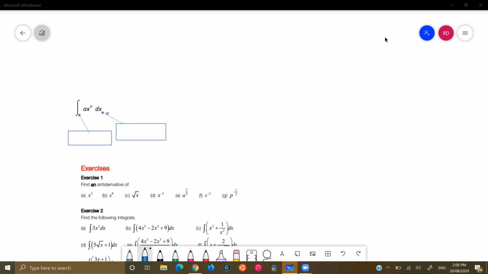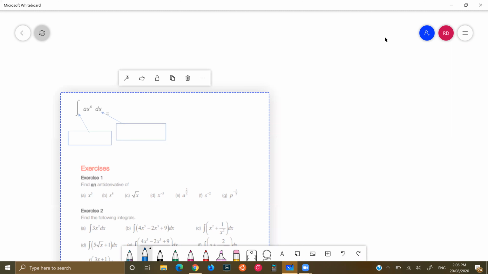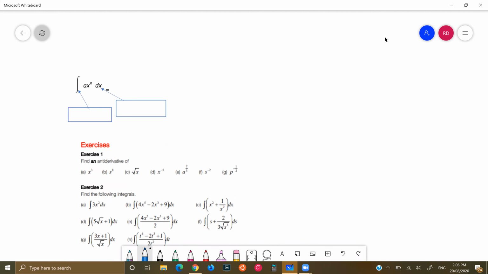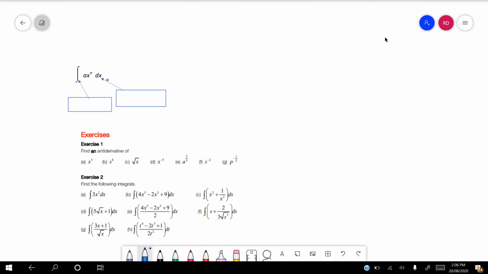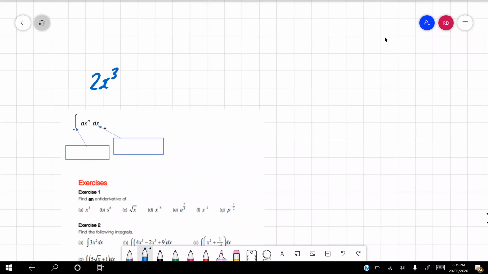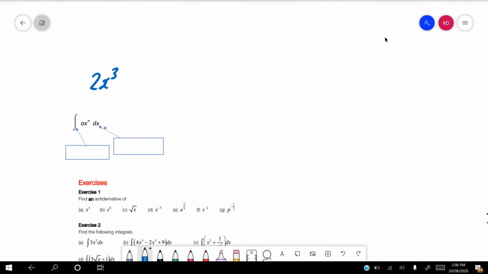So integration, as I just said, is the reverse process of differentiation. So let's first look at if you have something like this. When you differentiate this, you would go 3 times 2. So the power times the coefficient, and then you take 1 away from the power.